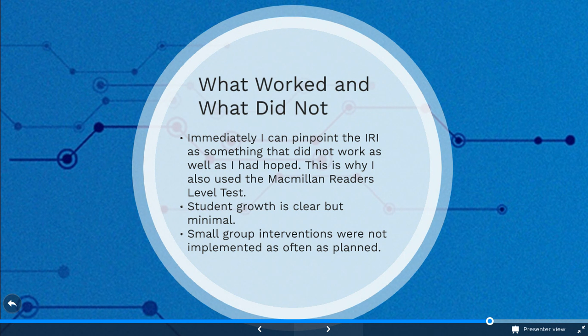I did use the Macmillan Reader's Level test, and I think that that gave me a good idea of where their grammar and language skills were, although it was very limited because it only gave me up until upper intermediate. So I wish that was a little bit better. Student growth is clear, but it is minimal. And I think part of the reason for that is that I was not able to implement everything that I wanted to on a regular basis.